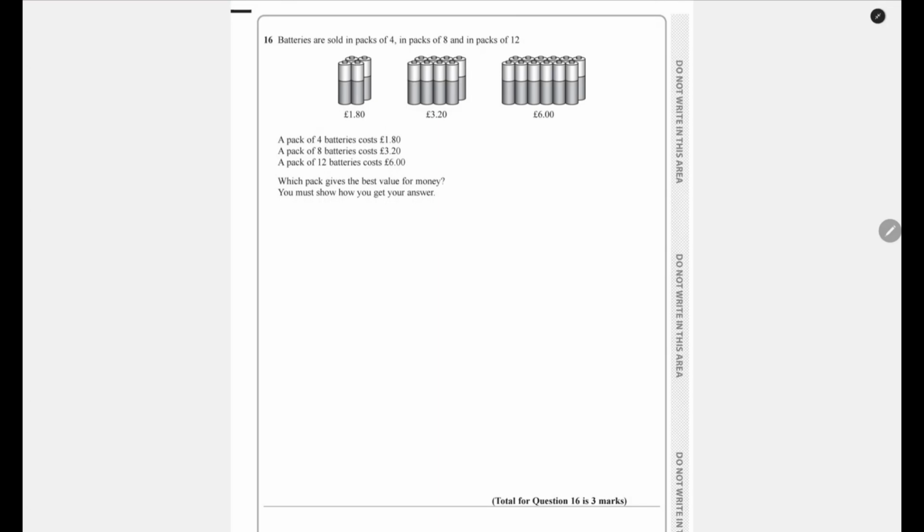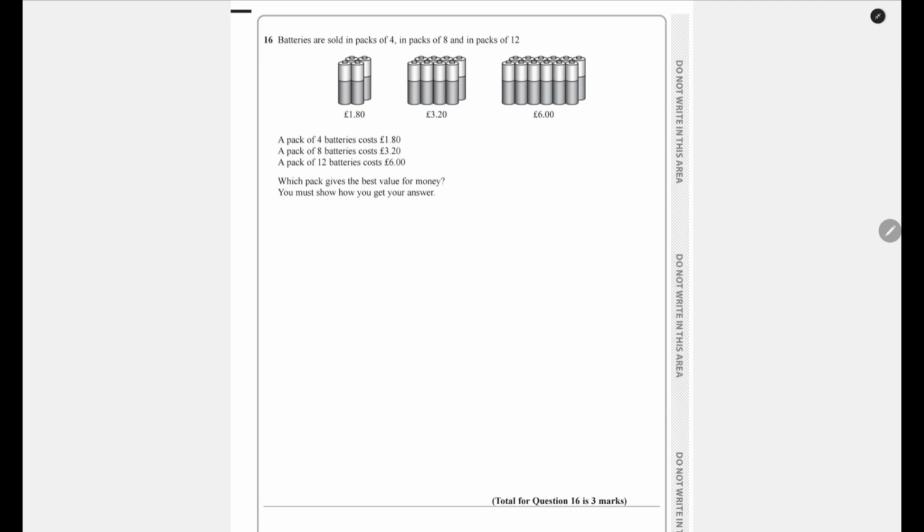Question 16 says, batteries are sold in packs of 4, in packs of 8, and in packs of 12. A pack of 4 batteries costs £1.80, a pack of 8 batteries costs £3.20, and a pack of 12 batteries costs £6. Which pack gives the best value for money? You must show how you get your answer.